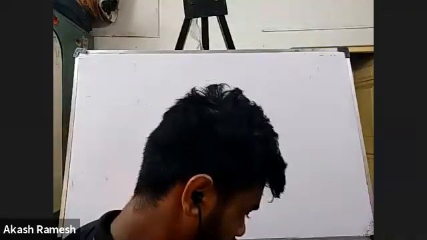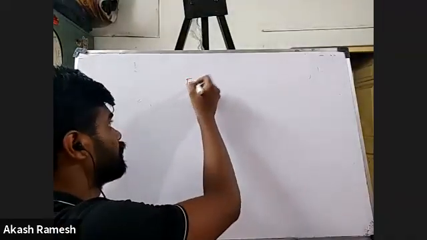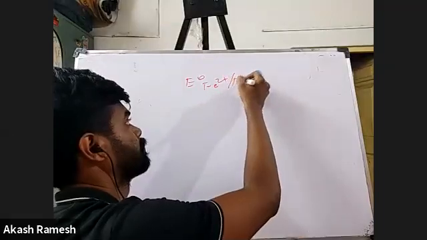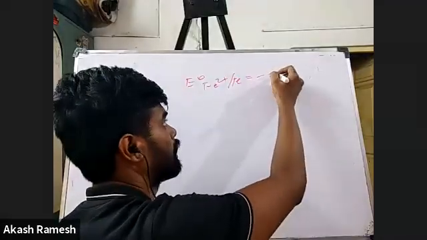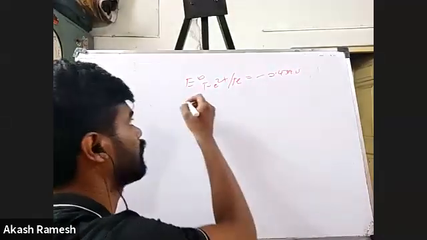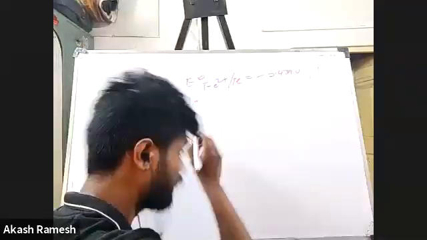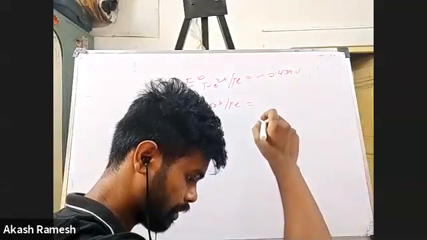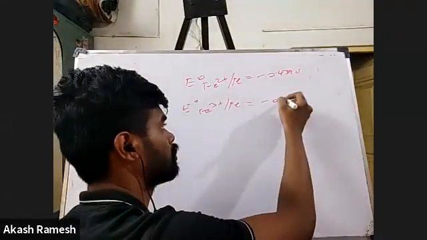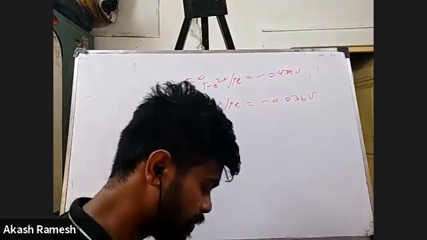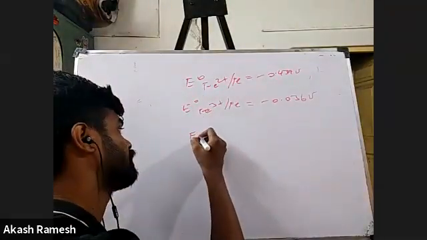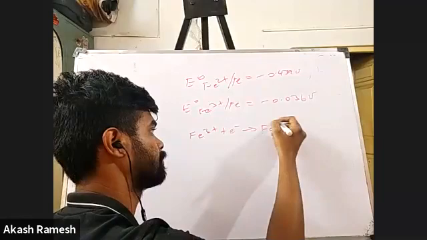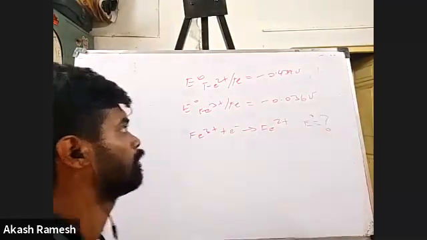Right. So now they have given E naught of Fe2 plus to Fe is minus 0.439 volts, and E naught of Fe3 plus to Fe is minus 0.036 volts, and they're asking you for this reaction, Fe3 plus accepting an electron to form Fe2 plus, what is the E naught value for this?